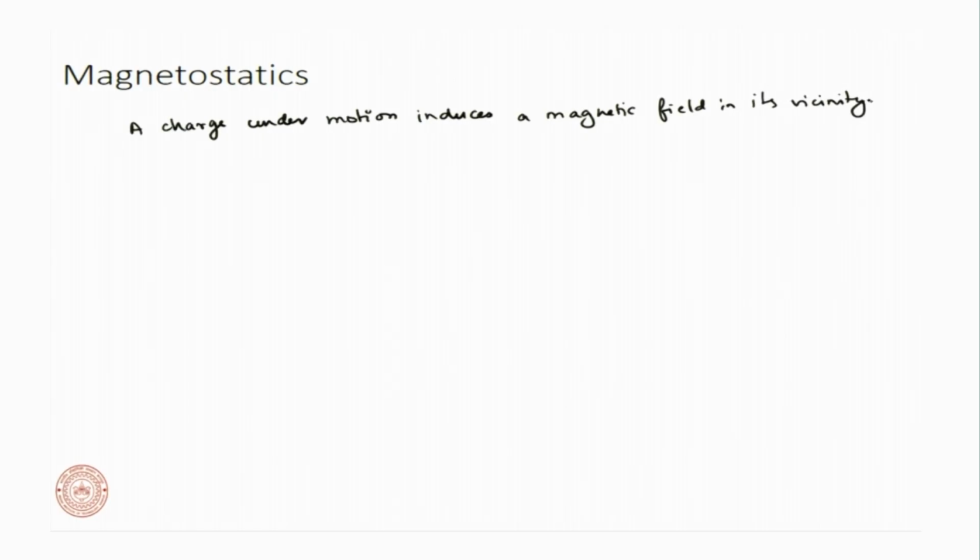All right. So, with this understanding, we can start our magnetostatics. So, a charge under motion induces a magnetic field in its vicinity. Okay. So, just like we had a changing magnetic field induce an electric field, a moving current due to an electric field would also induce a magnetic field. Okay. Look at magnetic forces.